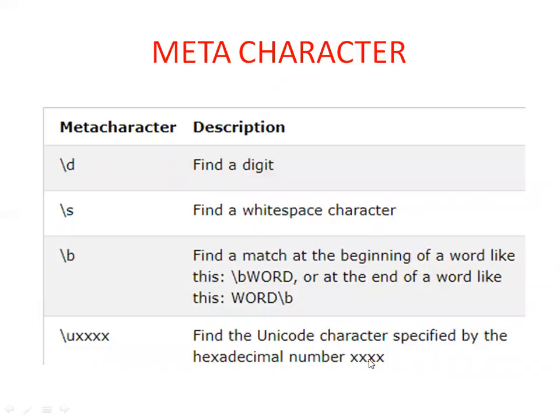Meta characters have special meaning. What does it mean? Slash d is used to find a digit. Slash s is used to find a white space character. Slash b is used to find a match at the beginning of the word or at the end of the word. If you want to find the match at the beginning of the word, we have to use slash b at the beginning. If you want to find the match at the end of the word, you should use slash b at the end of the word.